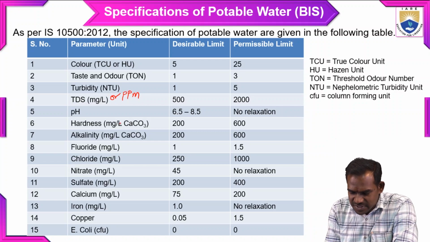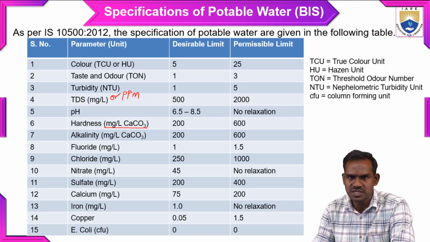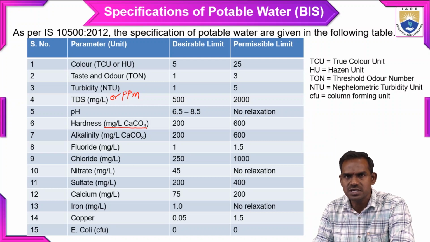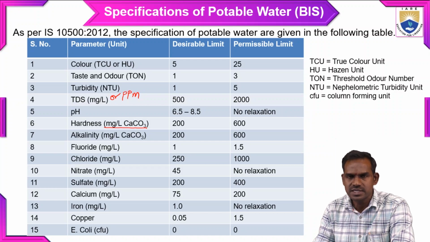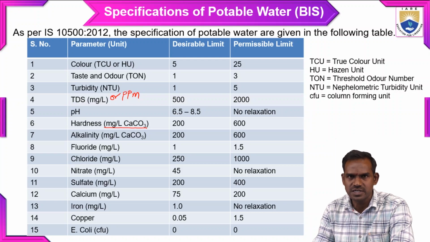I have already mentioned why the hardness of water is expressed in terms of CaCO3, because of two reasons. The first reason is CaCO3 is highly insoluble in water, so we can easily measure the hardness in terms of CaCO3. And the second reason is the molecular weight of CaCO3 is 100 and its equivalent weight is 50, which are round figures, so it is easy for the calculations of hardness. That is why CaCO3 terms are preferred for measuring hardness.